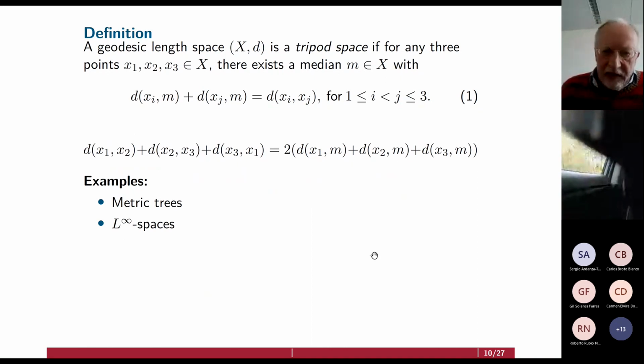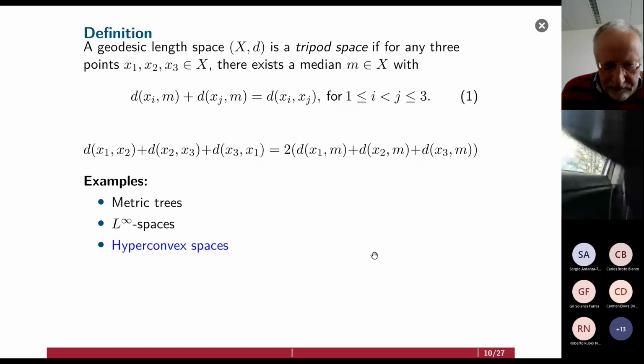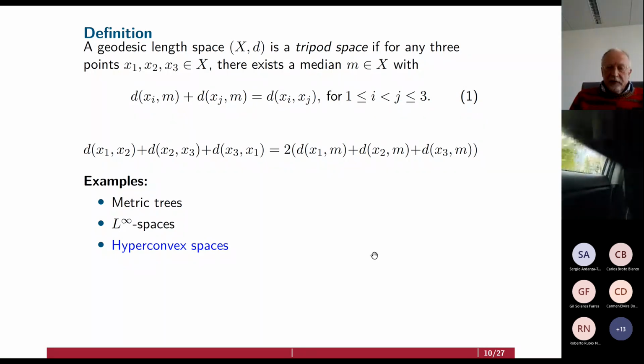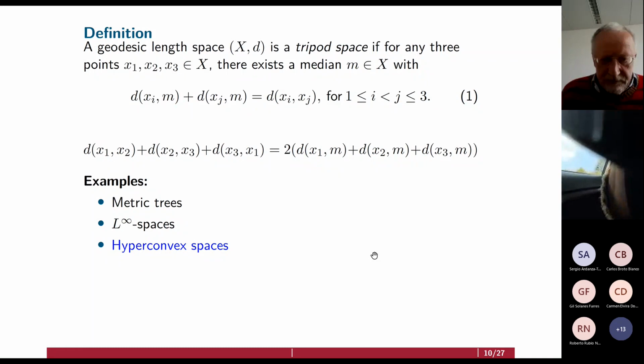But nevertheless, there are examples where this holds. As the picture already indicated, it is satisfied on metric trees, and in general, it is also satisfied on spaces equipped with L-infinity metrics. We will come to that in more detail. And there's a more general class of spaces that will be very important, the so-called hyperconvex spaces, where not only this, but even a stronger property is satisfied, namely where we can take an arbitrary number of points, not just 3.